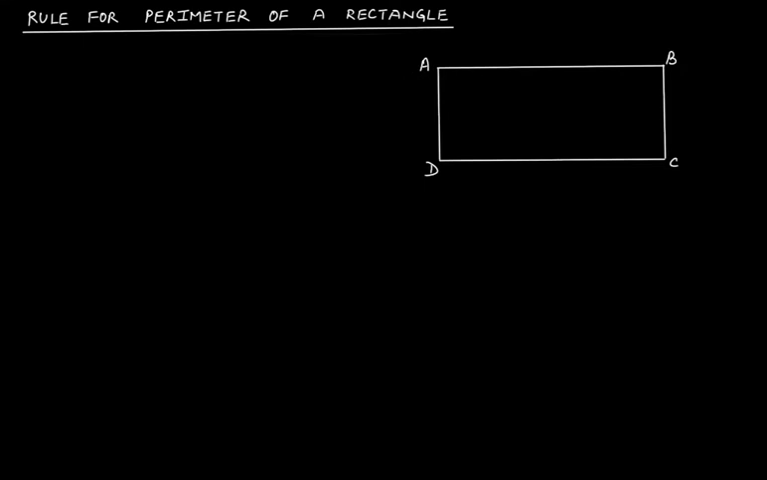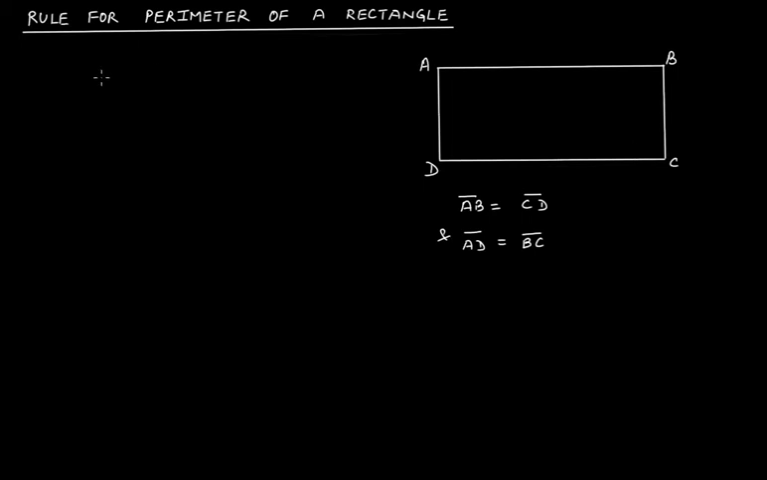So now we have to find a rule for the perimeter of a rectangle, and this rule will be formed using variables. If this is our rectangle ABCD, then we know that for a rectangle, this side AB, that is the length of this rectangle, AB is equal to side CD, and this side is equal to this side because it's a rectangle. Opposite sides are equal. So this is what defines a rectangle, and all the angles will be 90 degrees.